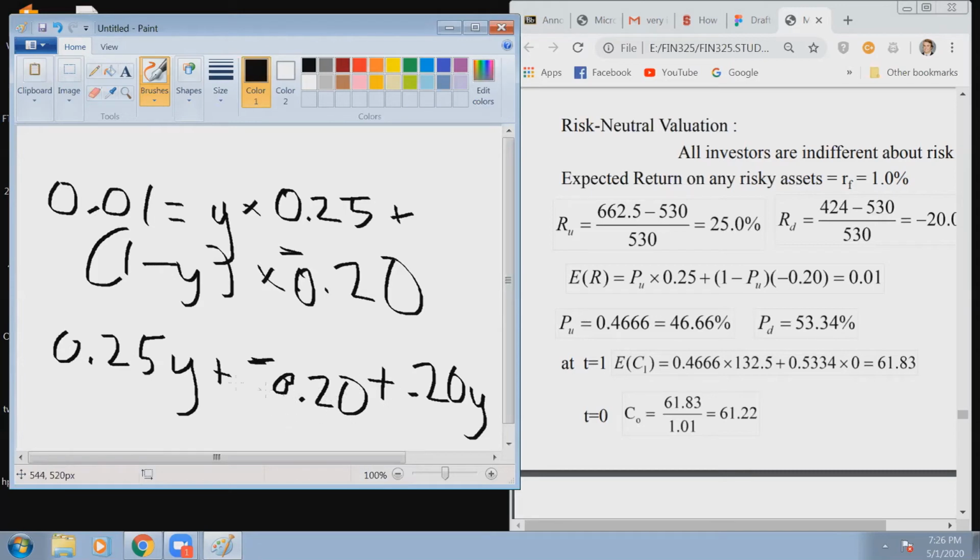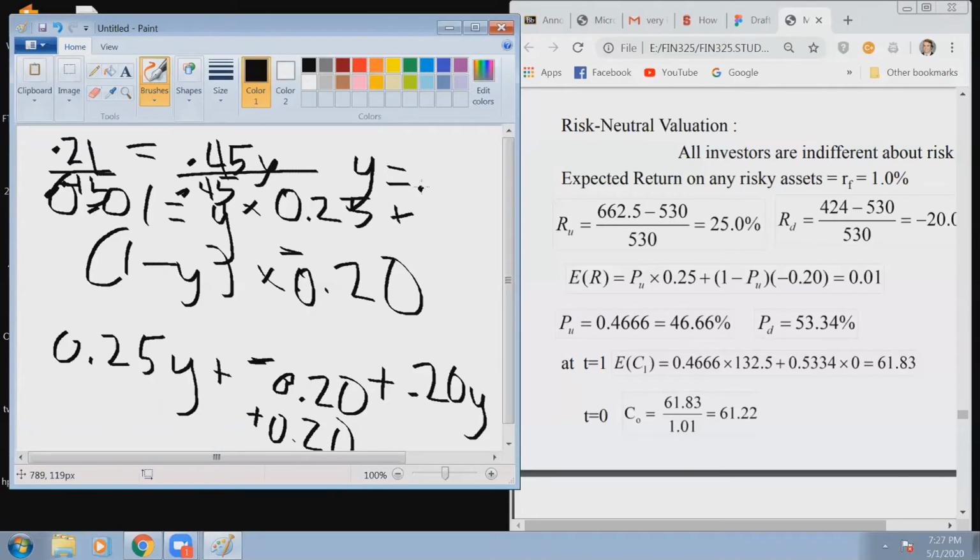So in order to get this off of this side of the equation, we would want to add this to the other side. So you add 0.20 to 0.01. That will give you 0.21, and that would be equal to 0.45y. So you just divide the 0.21 by 0.45, and you'll see that y is equal to 0.4666, repeating. So 46.66% roughly is the probability that an upturn would occur.